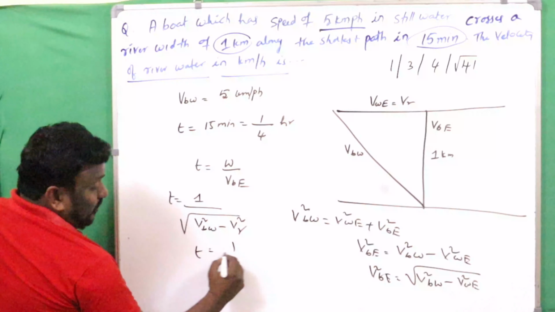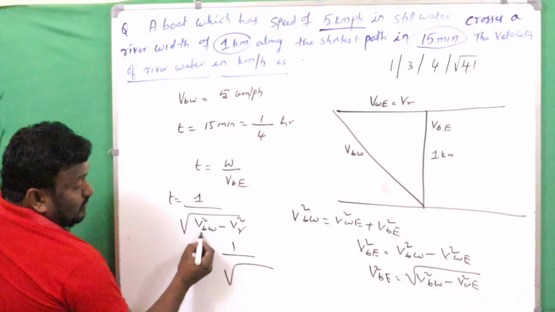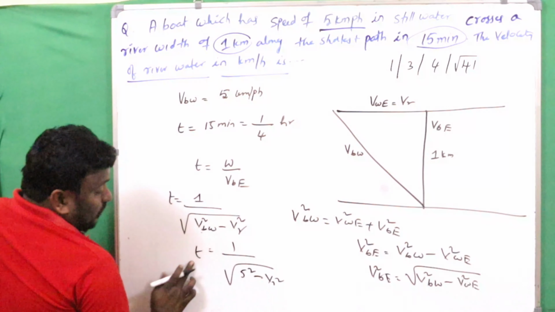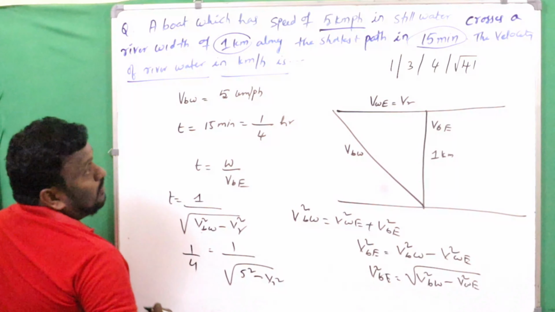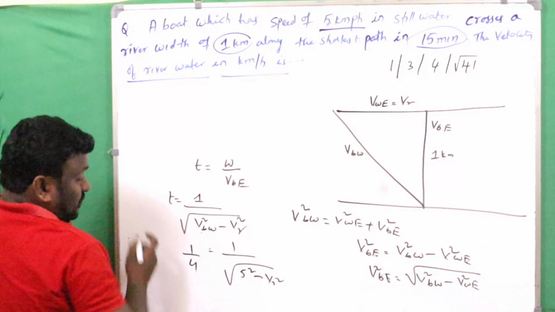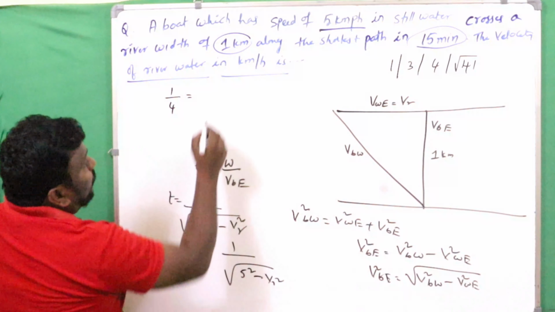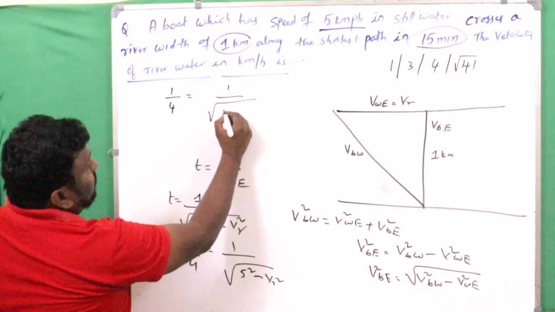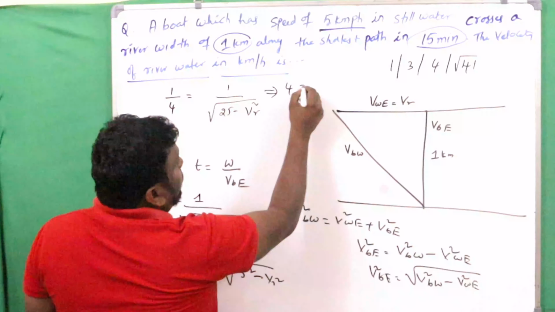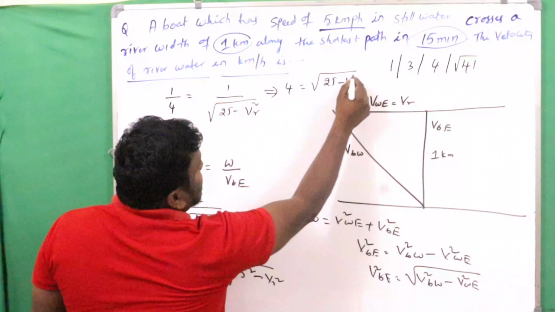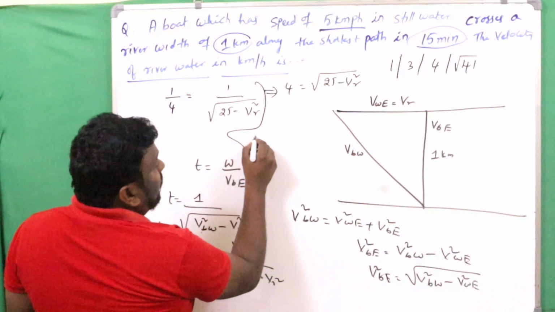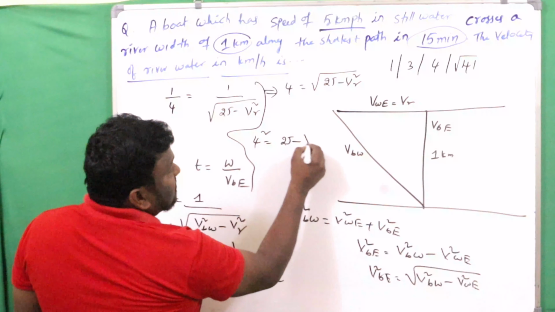So T is equal to 1 by under root of 5 square minus VR square. T is given as 1 by 4 hour. Substituting, 1 by 4 is equal to 1 by under root of 25 minus V square R. From that we can write 4 is equal to under root of 25 minus V square R. Then 4 square is equal to 25 minus V square R.